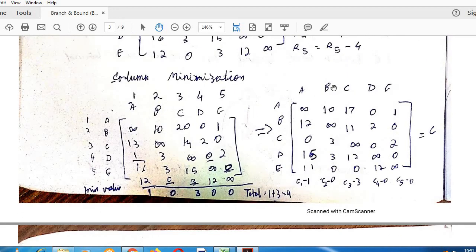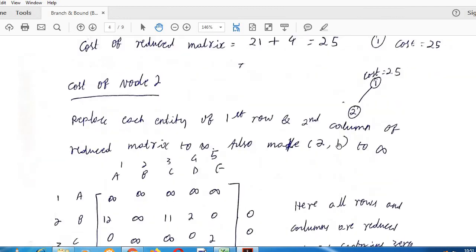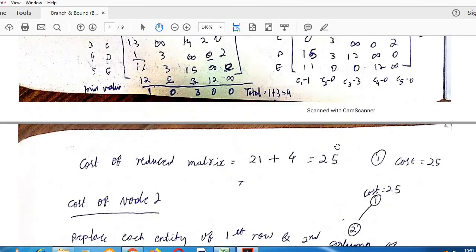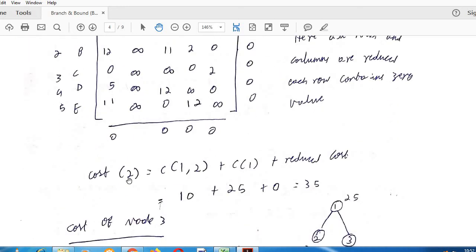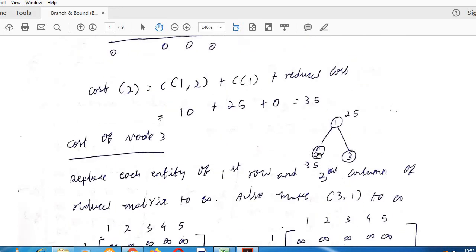We have to consider the cost of reaching from node 1 to 2 of the reduced matrix. So this reduced matrix I got it from... so I have to make a correction. So this is the previous reduced matrix. So I have to consider the previous reduced matrix. So the cost for reaching from 1 to 2, I will take it from the previous reduced matrix. So that will be 10. So I have got 10 here. So 10 plus 25 plus 0 is 35. So the cost of node 2 is 35.